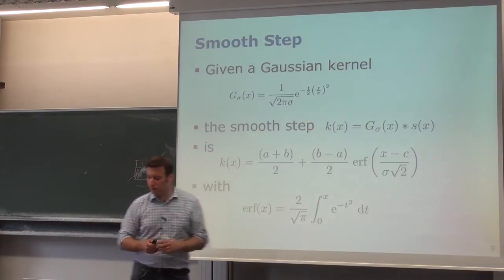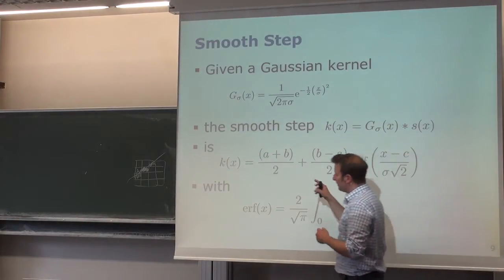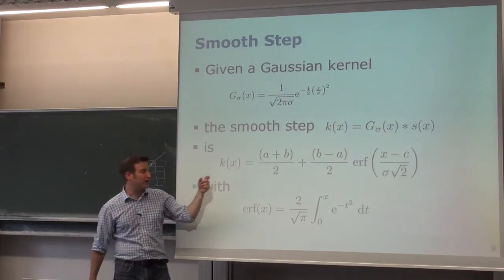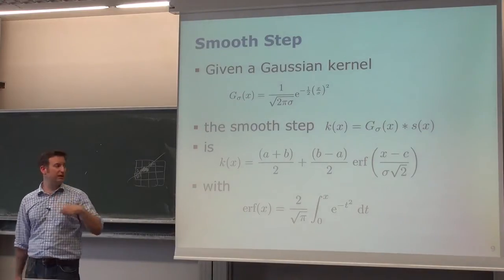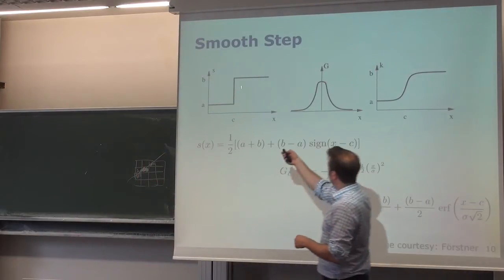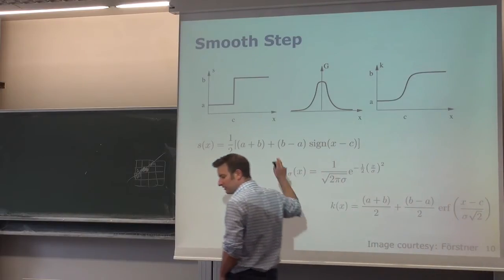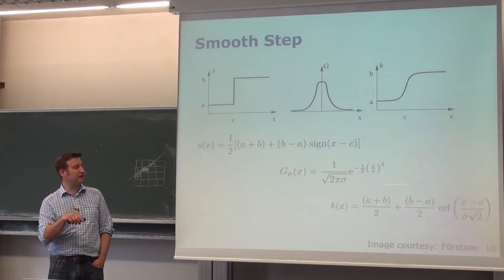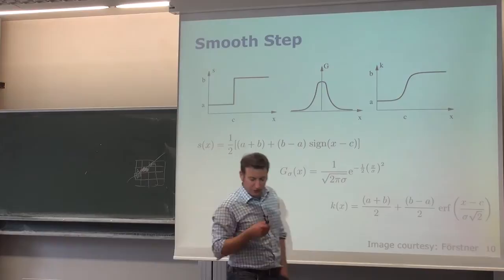Under the assumption we use a Gaussian kernel for our smoothing, then we can actually show that this function k can be expressed using the error function, realizing a step from A to B using this error function. So just to summarize this, if this is our original step function, and this is a drawing of a Gaussian, it doesn't look like a perfect Gaussian, but assume that this should be a Gaussian. We actually obtain this smooth function by just convolving this function with this function. So that's a pretty good thing we have now.